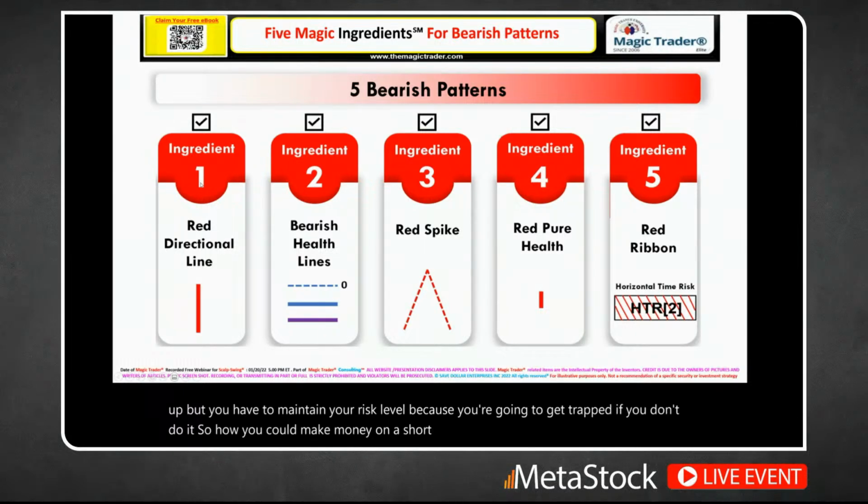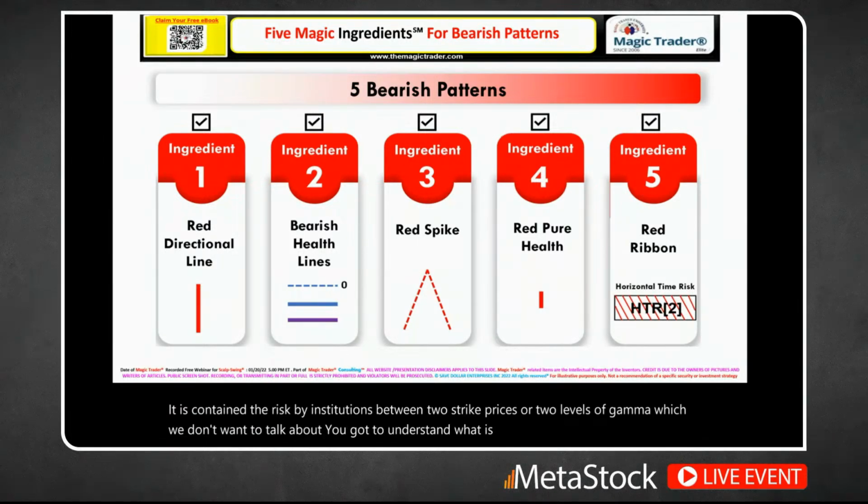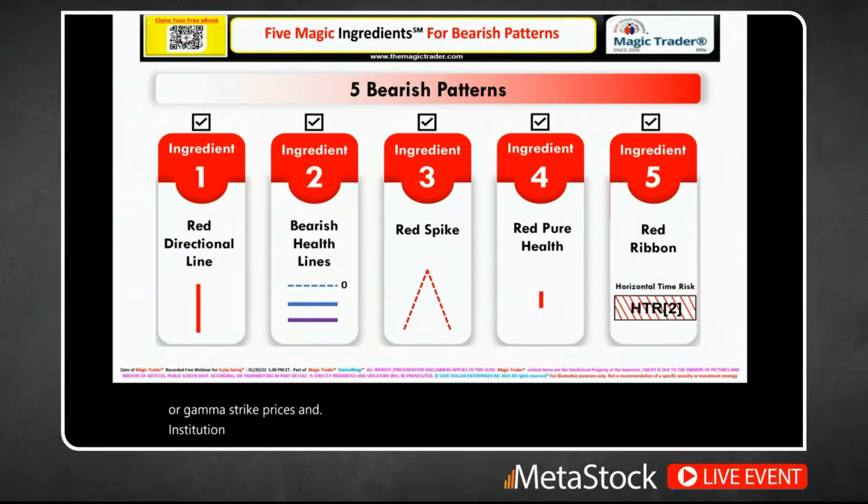Because the biggest problem today on the short side, because everybody's bullish, it is true, is that risk is contained by institutions between 2 strike prices or 2 levels of gamma, which we don't want to talk about. You got to understand why market doesn't go down so quickly like it used to, because they are hanging out between those gamma levels or gamma strike prices. Institution hedges there, and that's why it's holding. Eventually, they will move from one to another one.